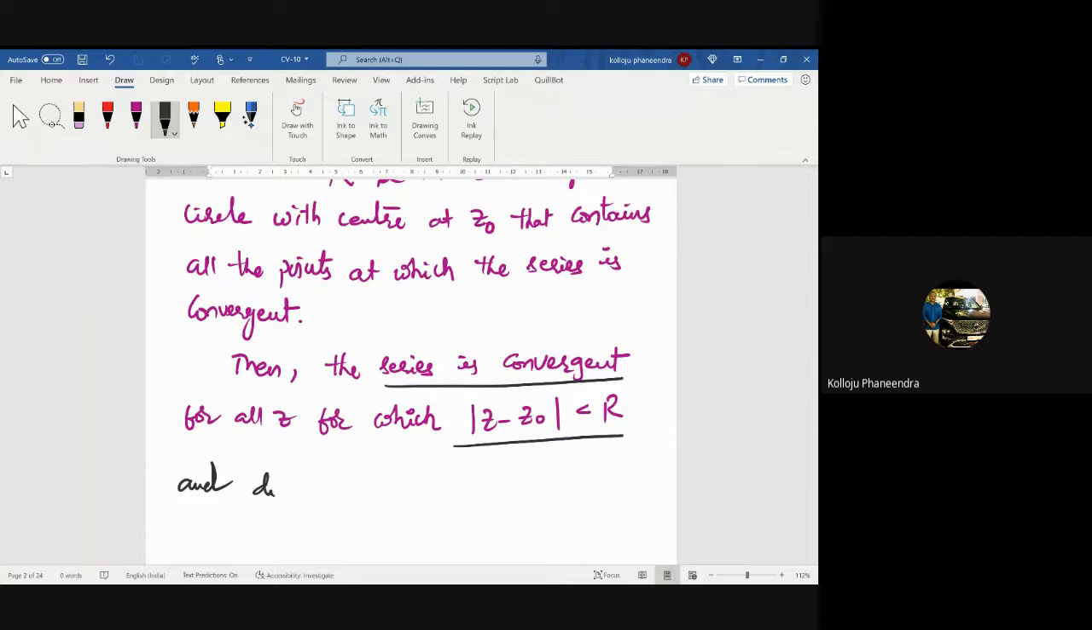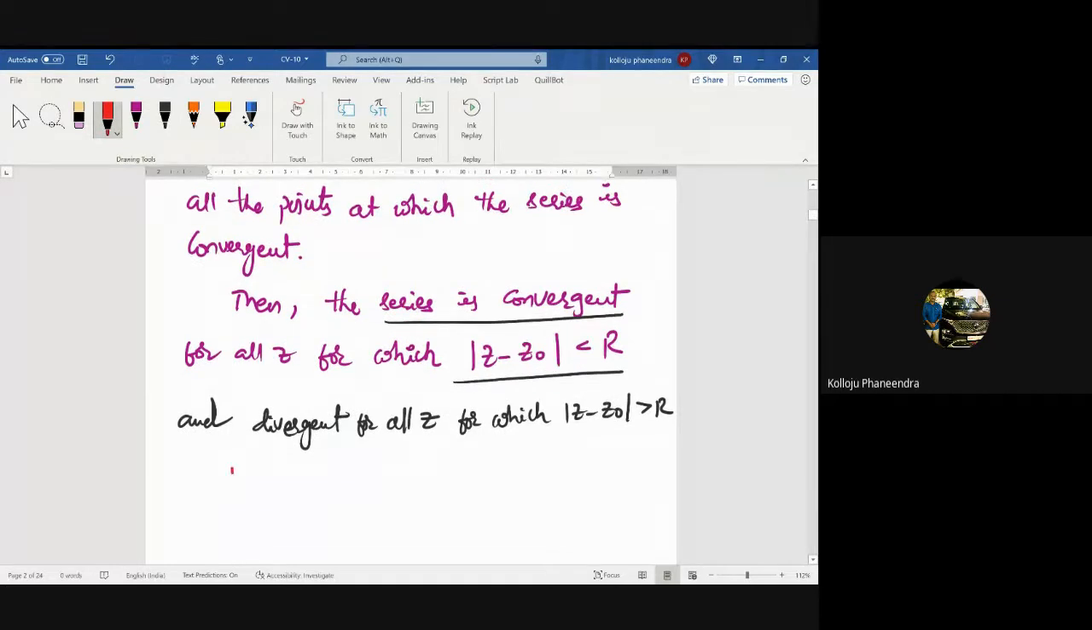and divergent for all z for which mod z minus z0 is greater than R. This real number capital R is called radius of convergence. This is important, radius of convergence.